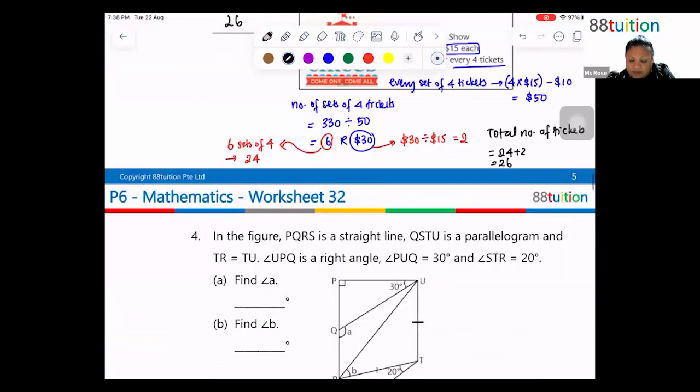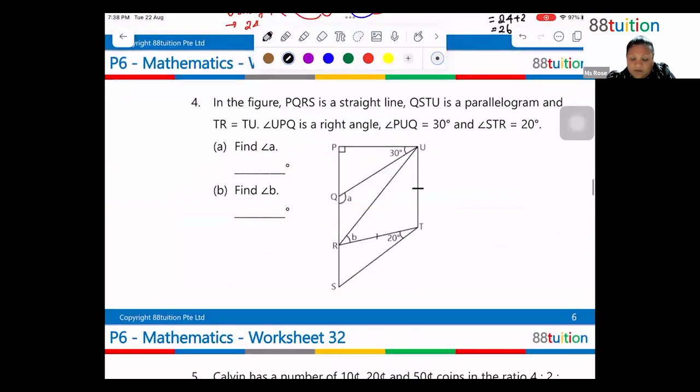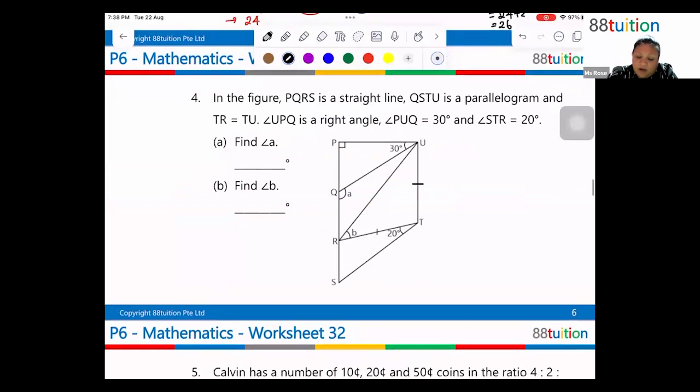Okay, let's look at question number 4. Okay, so they tell us that PQRS is a straight line. QSTU is a parallelogram. QSTU. So this.